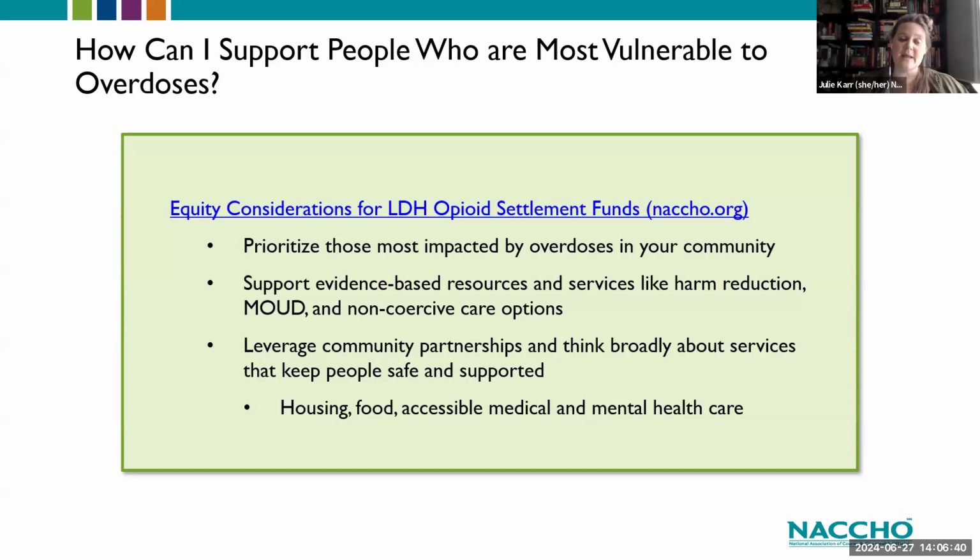and what you're doing, if that is the best use of your money. Talk directly to people who use drugs and people who have survived overdose, people who've been most disproportionately impacted by this, and really ask them, what are your priorities? What are the things that keep you safe and healthy? Leverage those community partnerships, think broadly about the services that keep people safe and supported. One thing that we hear time and time again is housing. Housing is a huge part of people being able to navigate their substance use as well as reduce their risk of overdose. Food, accessible medical and mental health care. Those are all priorities that we hear directly from community members. Next slide.